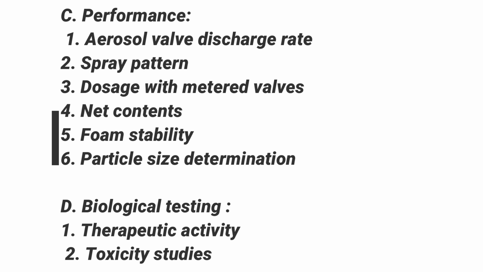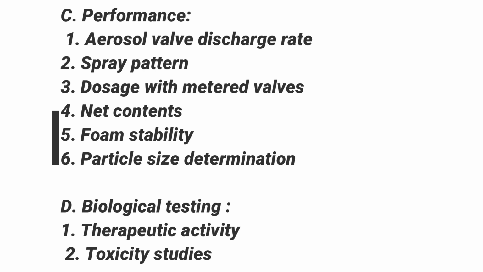The next test is net contents. Tared cans that have been placed onto the filling lines are reweighed, and the difference in weight is equal to the net contents. In the destructive method, a full container is weighed and then a much of the content is dispensed. The contents are then weighed. This gives the net content.